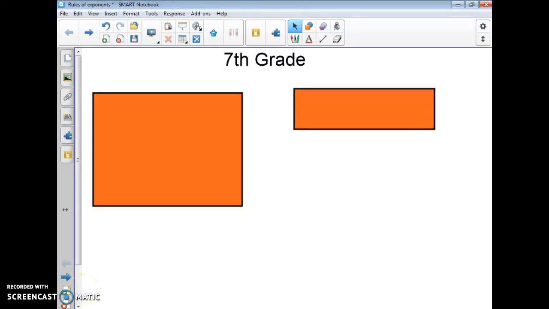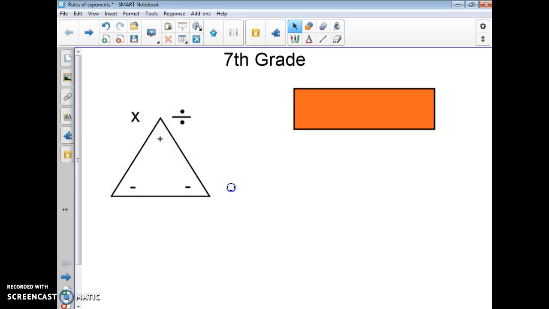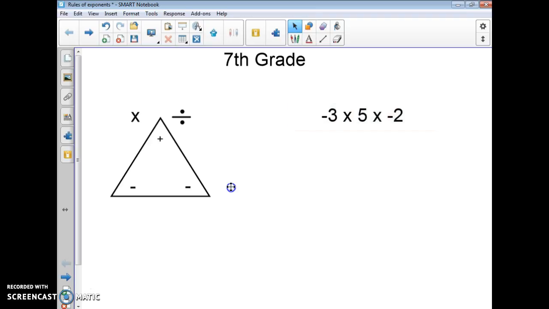Alright, in order to complete the homework assignment that you're trying to do with the exponents, you have to remember a couple things from 7th grade. If we remember the triangle, anytime you multiply or divide, you want to use the triangle. And we also did problems where we multiplied different numbers together, and the way we did that is we still used the triangle.